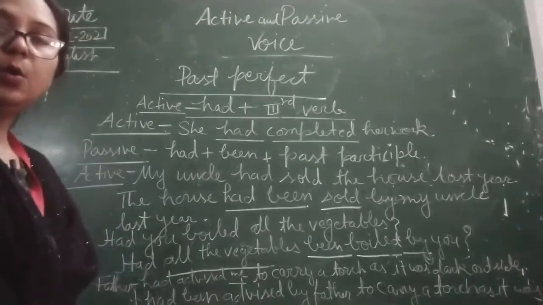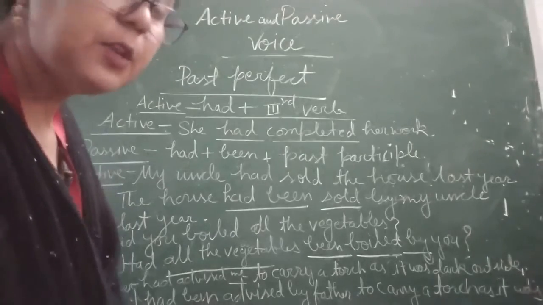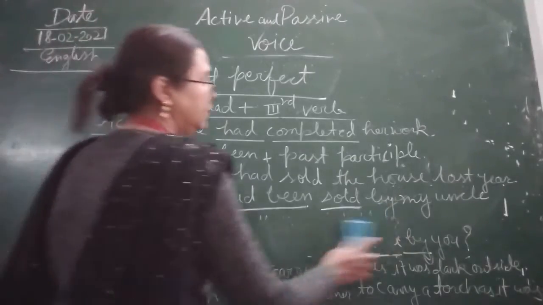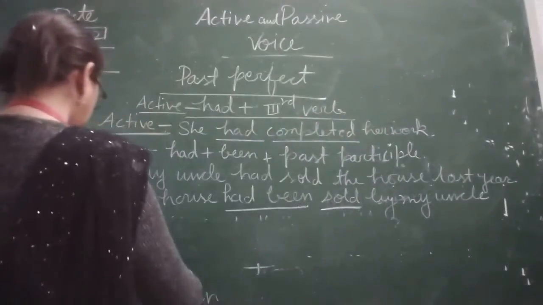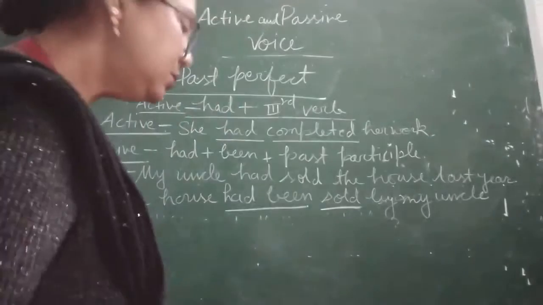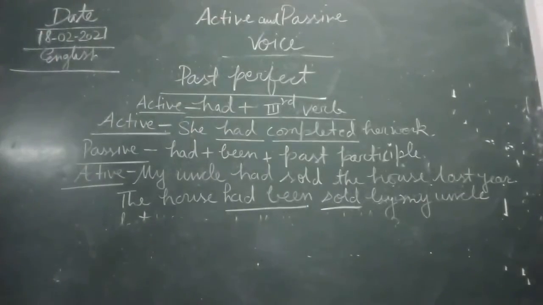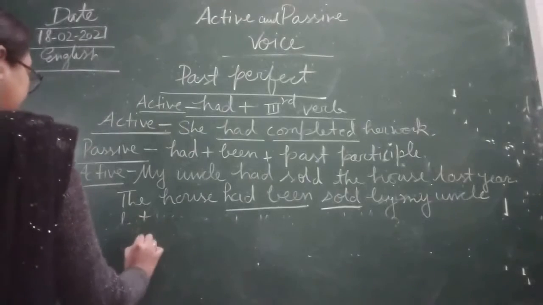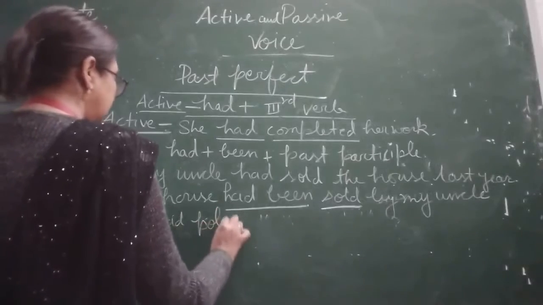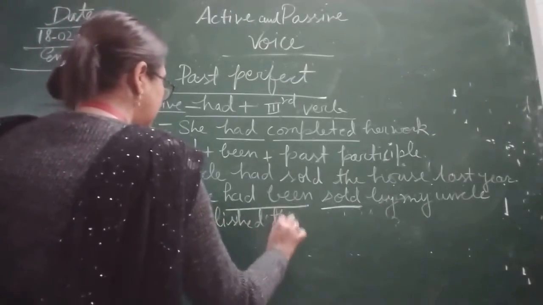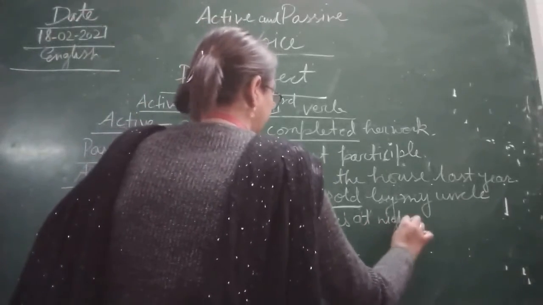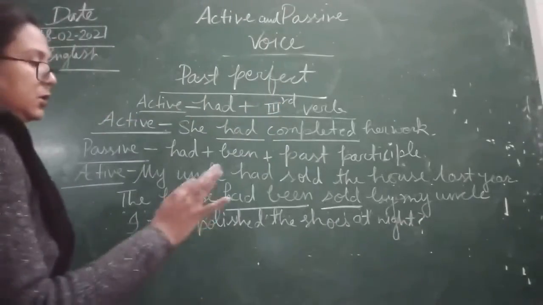So I hope it is clear to you, children. If it is not clear, I will give you one more example, because sometimes we do not know where to place "been." So one more example I am giving you: I had polished the shoes at night.